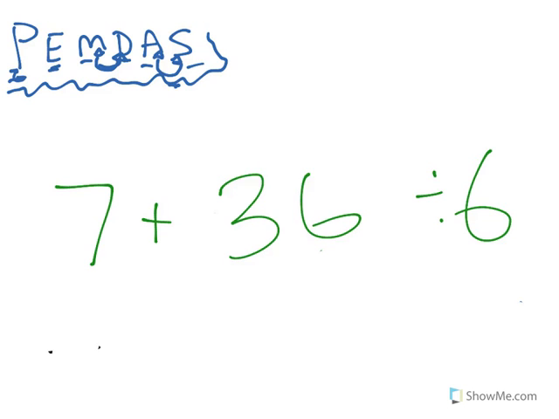Then I'm going to go to E. Is there any exponents? Nope, there's not. Is there any multiplication or division? There is. There's division. So the next thing I do is this part of it.